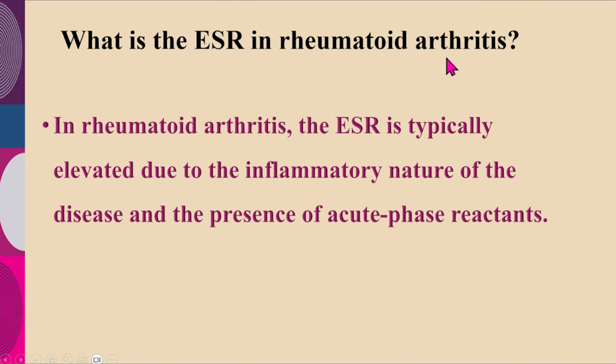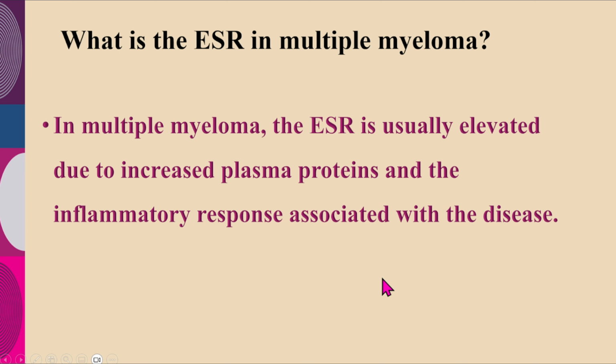What is the ESR in rheumatoid arthritis? In rheumatoid arthritis, the ESR is typically elevated due to the inflammatory nature of the disease and the presence of acute phase reactants. Remember, an acute phase reactant is fibrinogen. What is the ESR in multiple myeloma? In multiple myeloma, the ESR is usually elevated due to increased plasma proteins and the inflammatory responses associated with the disease.